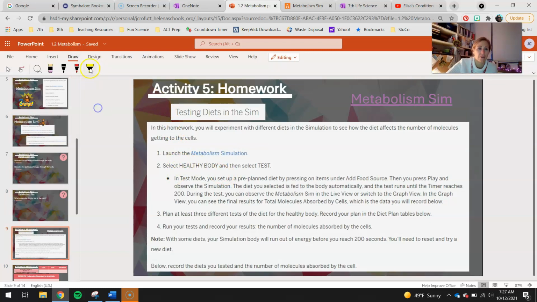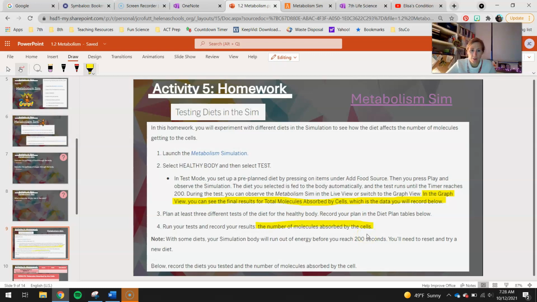So I'm going to highlight that for you guys because I think that's where you guys need to be for the most part. So in the graph view, you can see the final results of the total molecules absorbed by cells, which is the data you will record below. So that's where you guys find the data you need. Plan at least 3 different tests of a diet for the healthy body. Record your plan in the diet tables, and then run your test and record your results, the number of molecules absorbed by cells. So again, you're going to find this in the graph view.